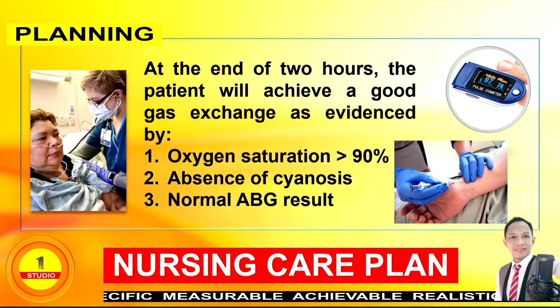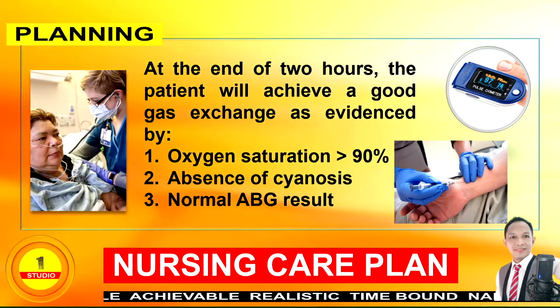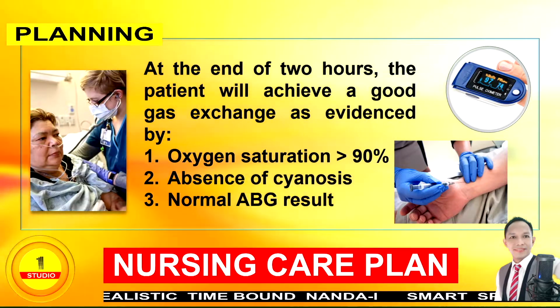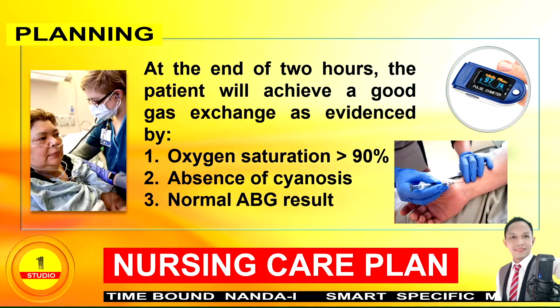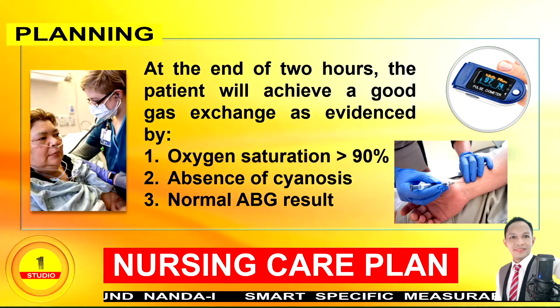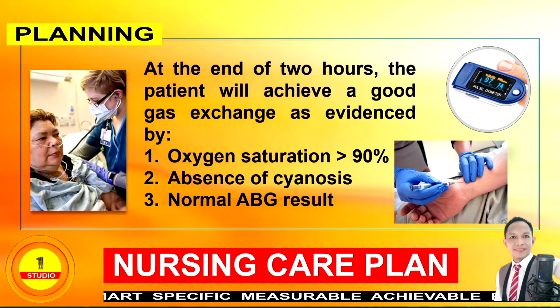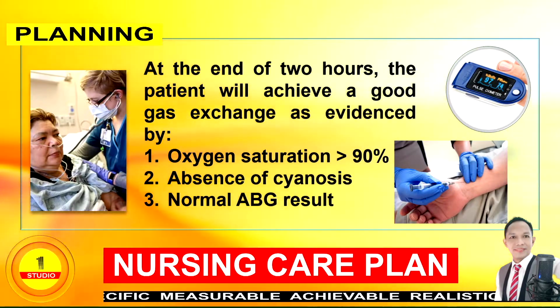Let us take a look at this example. At the end of 2 hours, the patient will achieve a good gas exchange as evidenced by 1. Oxygen saturation above 90%, 2. Absence of cyanosis, and 3. Normal ABG result. The goal of care must be specific to your client.